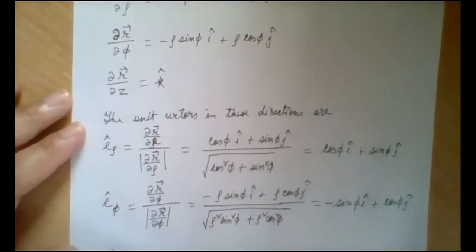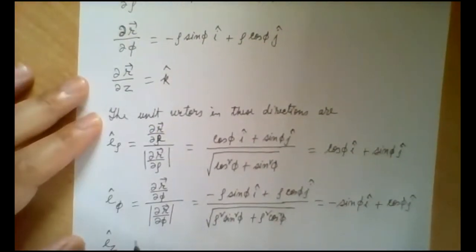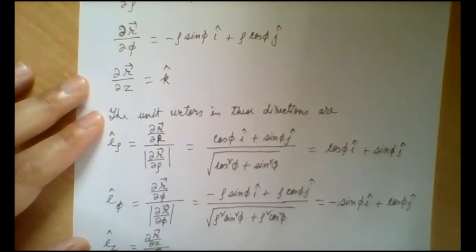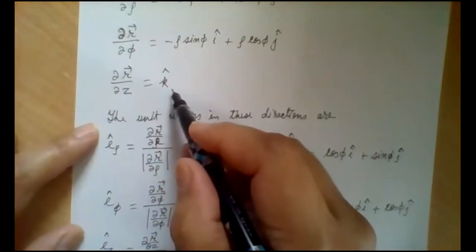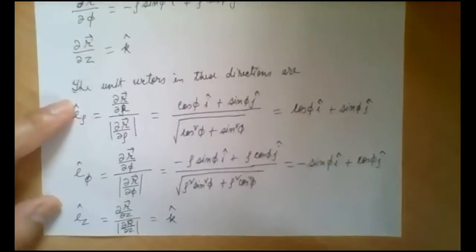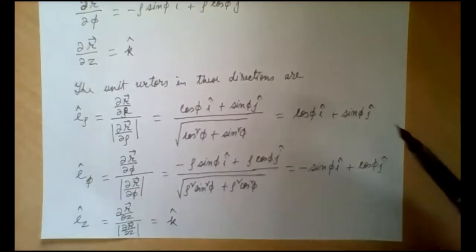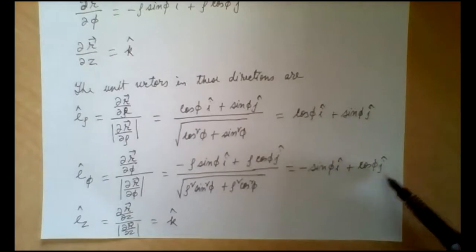And what is EZ? EZ is nothing but del R by del Z divided by its magnitude, del R by del Z. And what is del R by del Z? Del R by del Z is already a unit vector k hat. So this is nothing but k hat. So what are the three unit vectors in our cylindrical coordinate system? The three unit vectors are given by E rho, E phi, Ez. This is E rho, this is E phi, this is Ez.